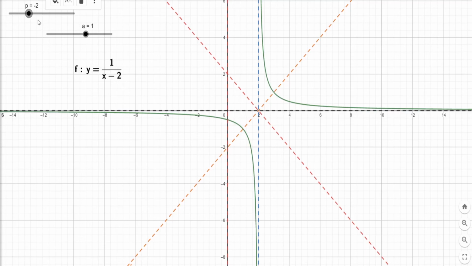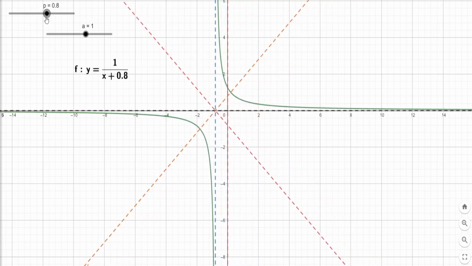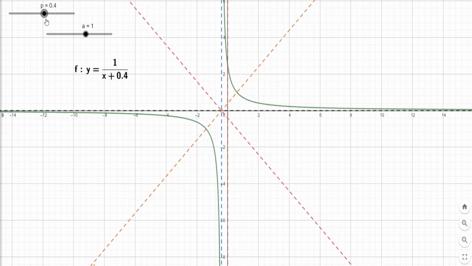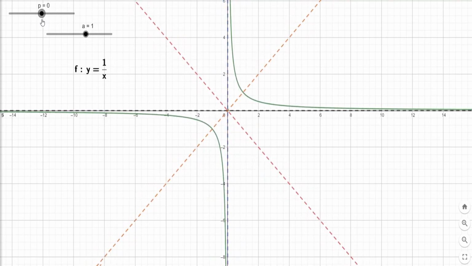Another thing that you need to note here is that the value of p has nothing to do with the horizontal asymptote. You can see that the horizontal asymptote is still the same, which is y equal to 0. So that's what you need to know about the value of p. The value of p is independent of the value of q. That is, the vertical asymptote is independent of the horizontal asymptote.